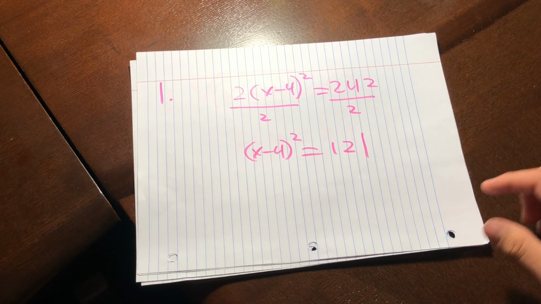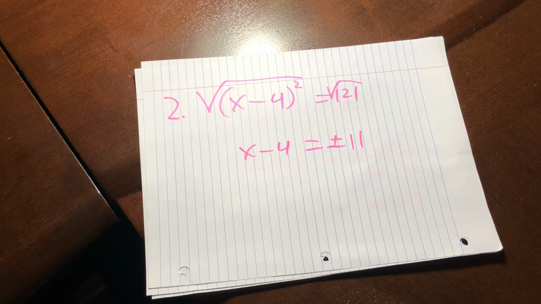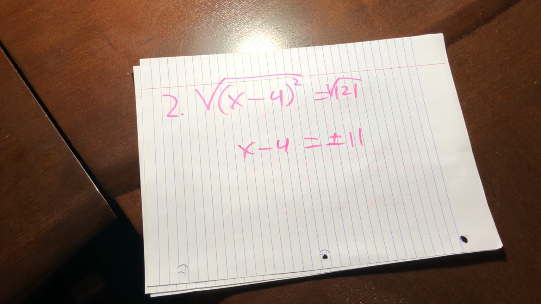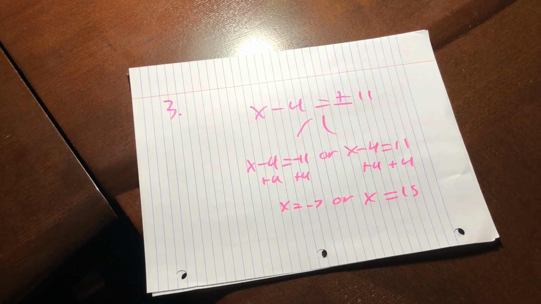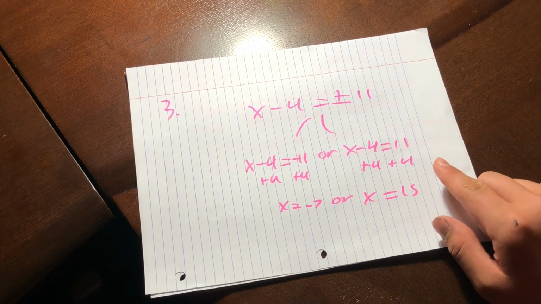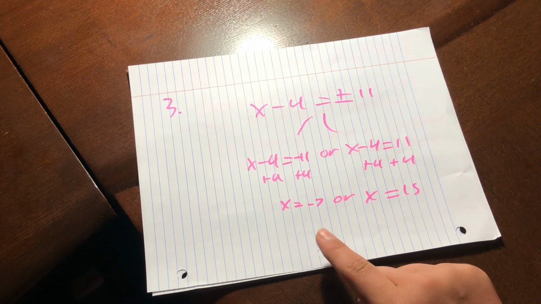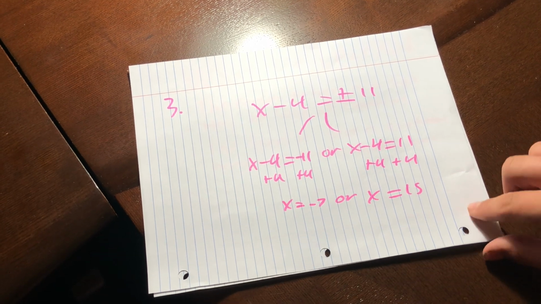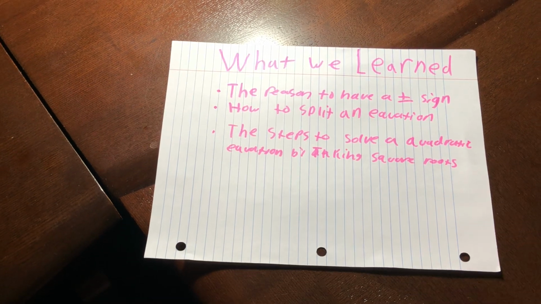So now we do what we did before. We take the square root of both sides, so we get x - 4 = ±11. Remember the positive or negative. Then you split the equation: x - 4 = -11, or x - 4 = 11. You add 4 to both sides, and you get x = -7, or x = 15.